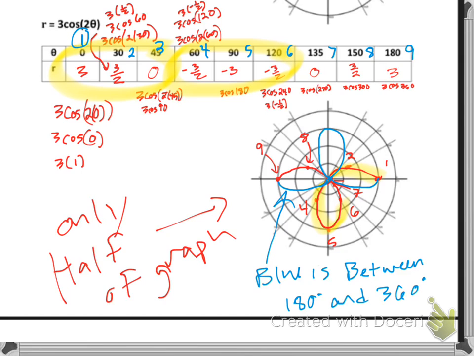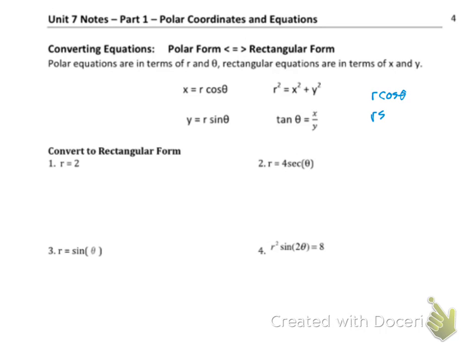And the bottom half is a mirror image of that top half. A lot of symmetry going on in these rose curves. So that's your basic introduction to that whole process of graphing. And next we're going to talk about converting the functions.